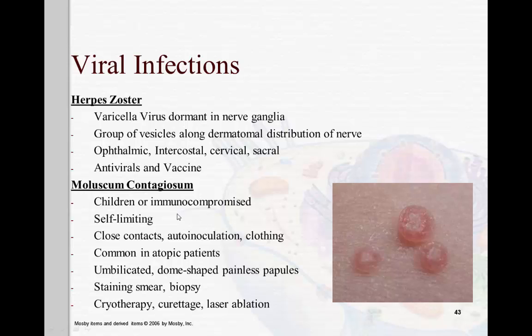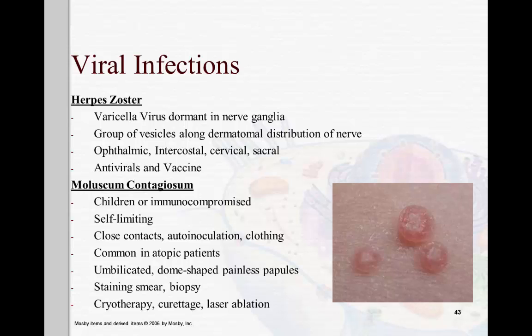Now let's talk about molluscum contagiosum. Molluscum contagiosum is a cluster of pink, dome-shaped, smooth, waxy, pearly, but most commonly, the key word here is umbilicated papules caused by a virus called pox virus. Very common in children or immunocompromised patients. So if you see it in children, it's okay, it's common, but it's also contagious.